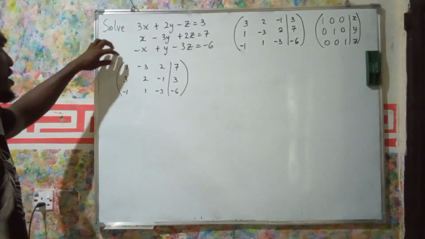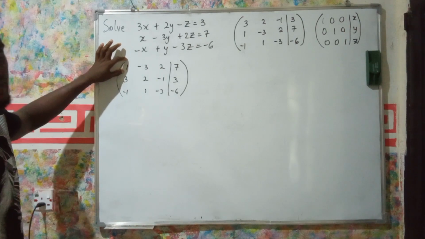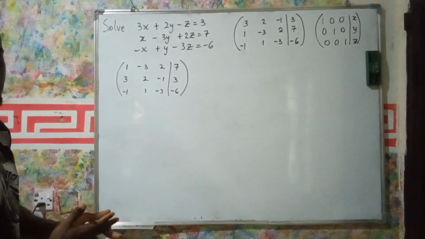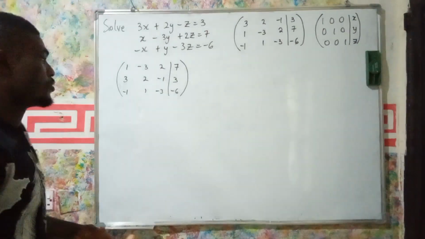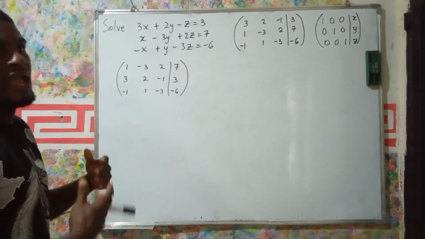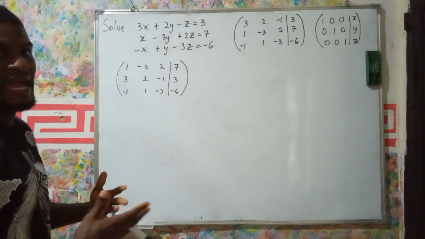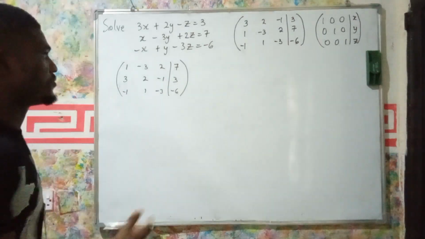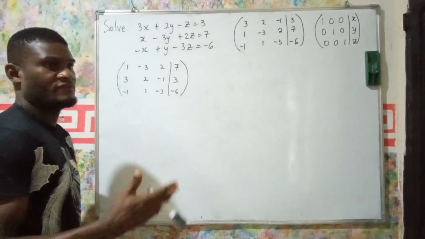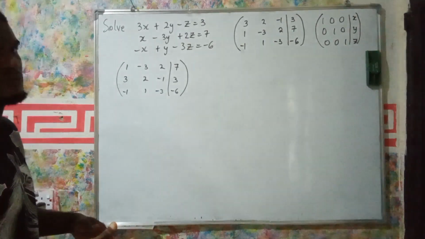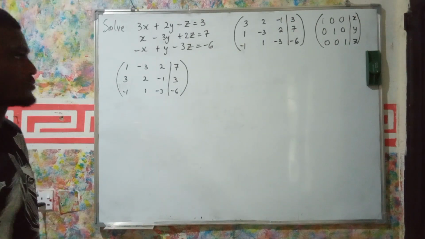Now, since we have 1 at this point, it's easy to eliminate this point and this point, either by adding or by subtracting. So when are we going to subtract? We subtract if they have the same sign, and we eliminate by adding if they have different signs. Like if one is negative and one is positive, then we have to add. If they have positive, positive, we subtract. If they have negative, negative, we subtract.